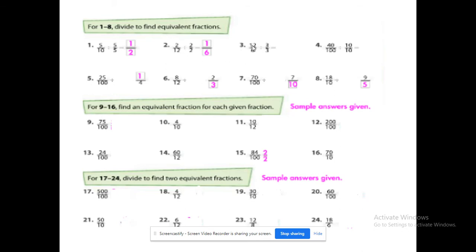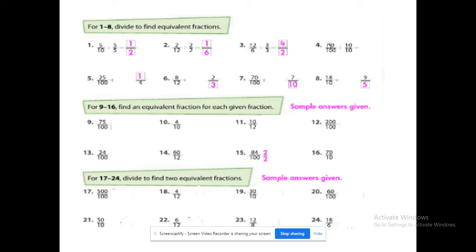Number 3, 12 over 6 divided by 3 over 3. I can use 3 as a factor and I can divide the numerator by 3 and I can divide the denominator by 3. So 12 divided by 3, it gives me 4. 6 divided by 3, it gives me 2. 4 over 2, it's an equivalent fraction for 12 over 6.